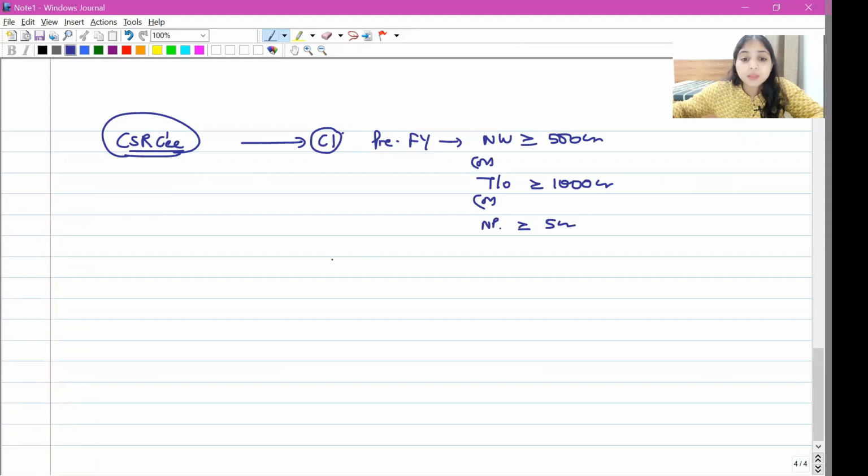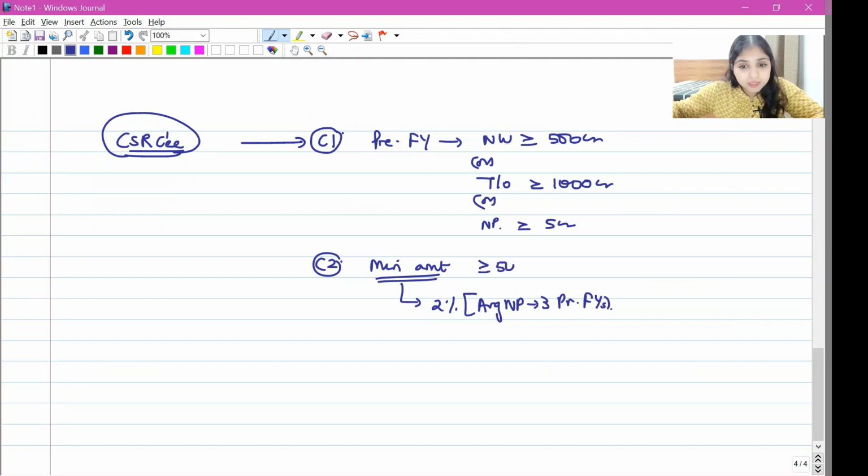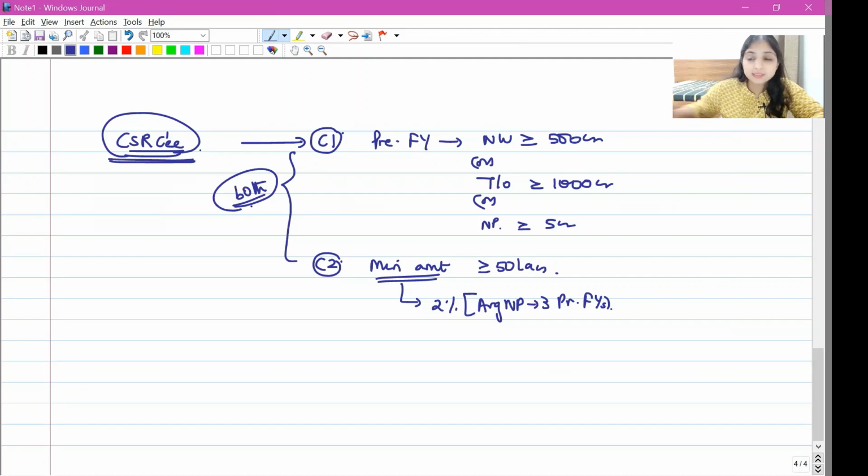That is condition number 1. Condition number 2, the minimum amount to be spent on CSR. What is its minimum amount? 2% of average net profit of 3 preceding financial years, right? This minimum amount should be at least 50 lakhs. Only if both these conditions are fulfilled, only then will a CSR committee even be required.